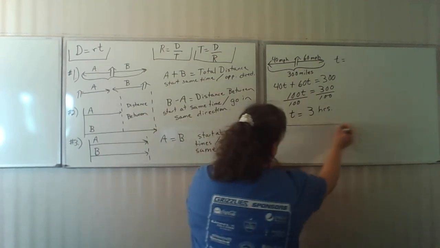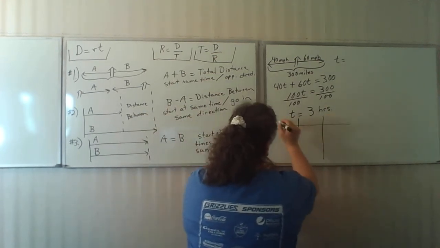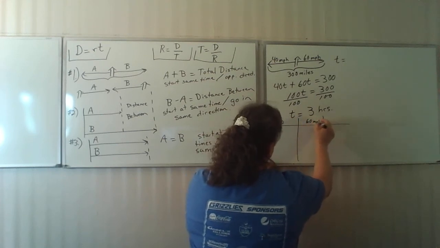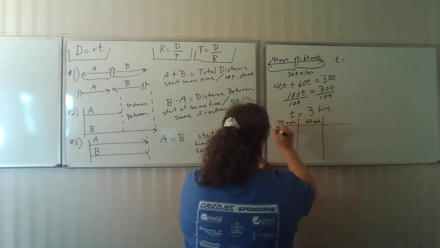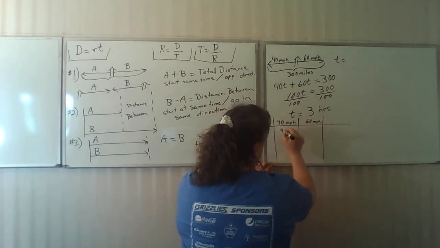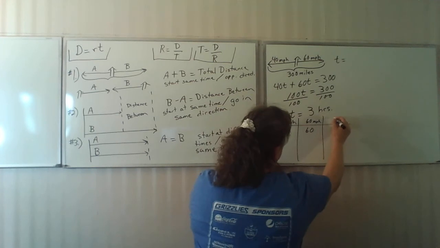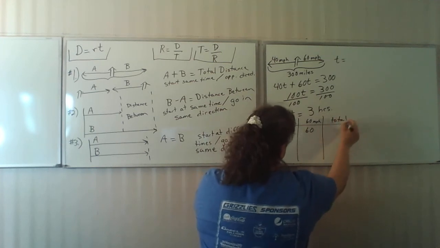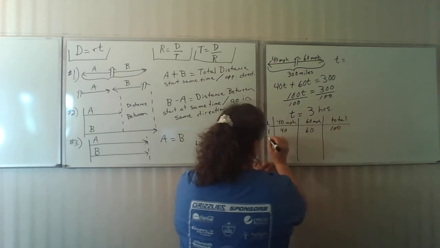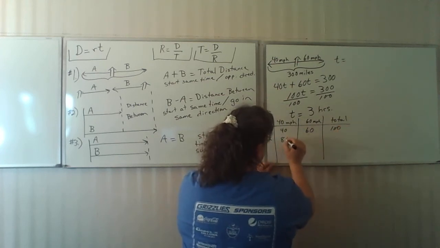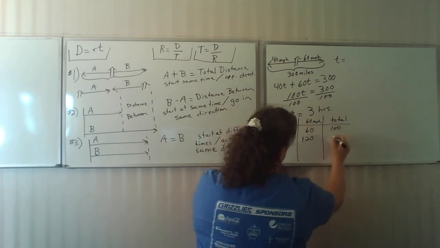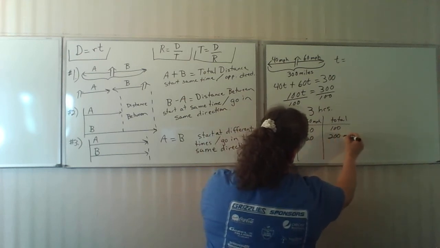I could draw a quick chart. I have my 40 miles per hour, my 60 miles per hour, and my time. Okay, if it's 1 hour, that's 40. That one goes 60. My total distance between the two is 40 plus 60, which is 100. 2 hours, this one is 80, because 2 times 40. 2 times 60 is 120, and that's 200 miles apart.